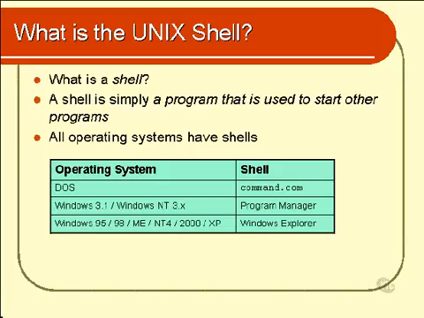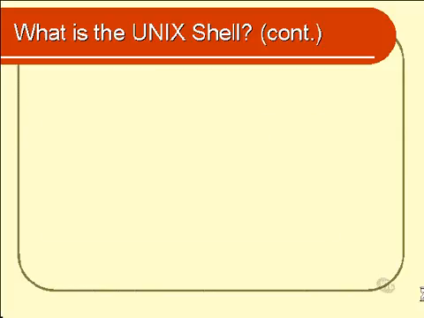And later versions of Windows, such as Windows 95, 98, 2000 and so on, use a program known as Windows Explorer. That's the program responsible for putting the icons on your desktop and also for putting the Start button in the lower left hand corner of your screen. Anyway, let's talk a bit more about the UNIX shell in particular.